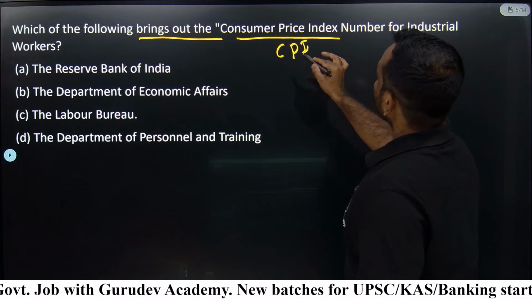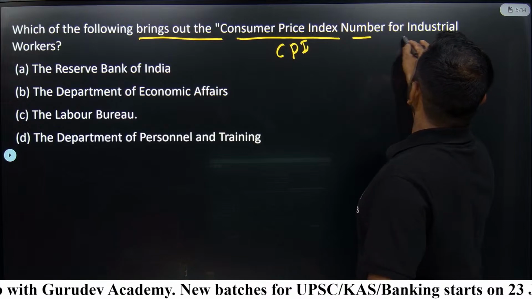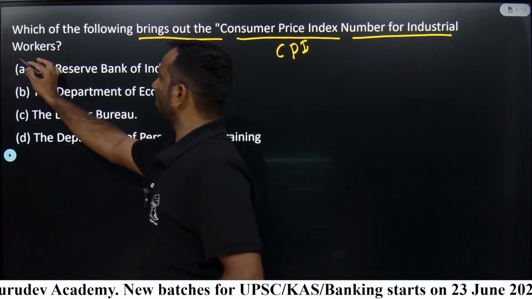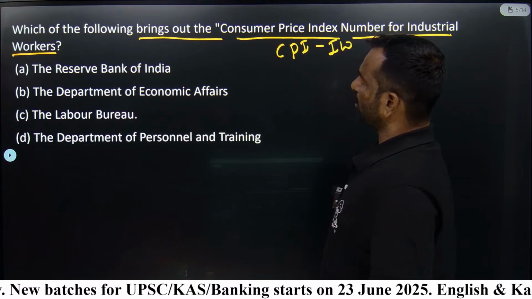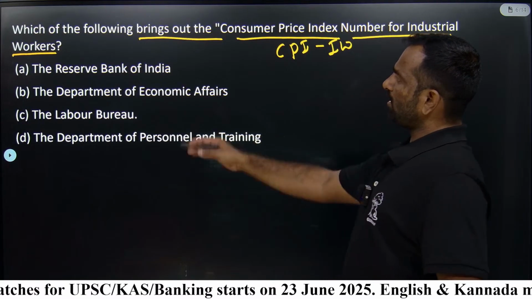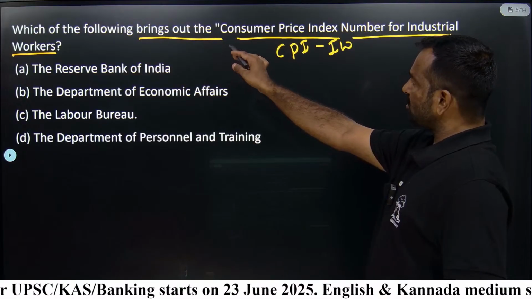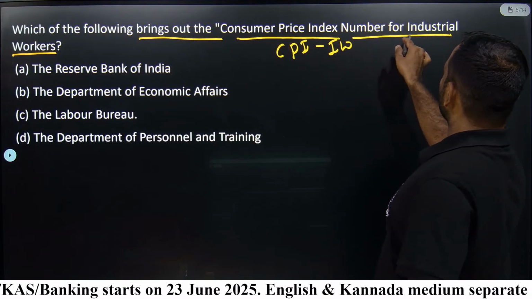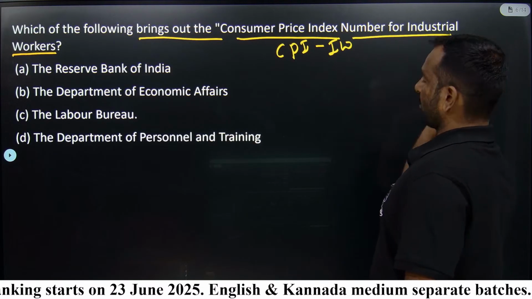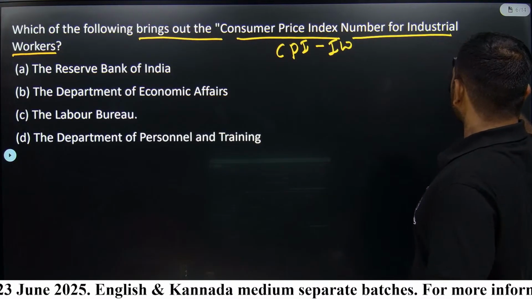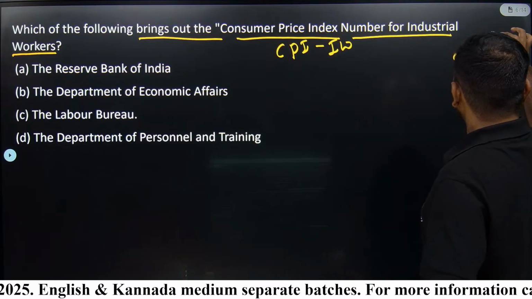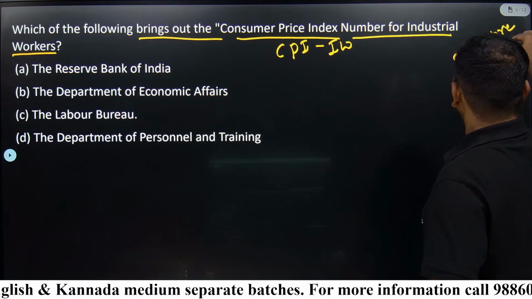Consumer price index number for the industrial workers, CPI industrial workers. What is the question? The question is very simple: which of the following brings out the consumer price index number for the industrial workers? This question was also asked in the 2015 preliminary examination.